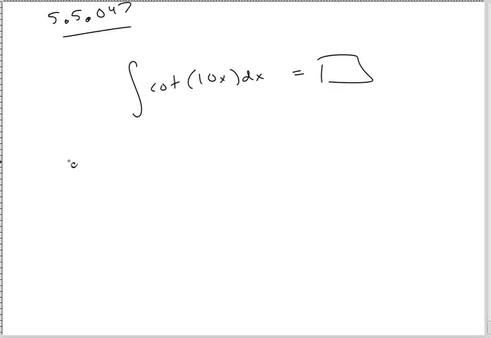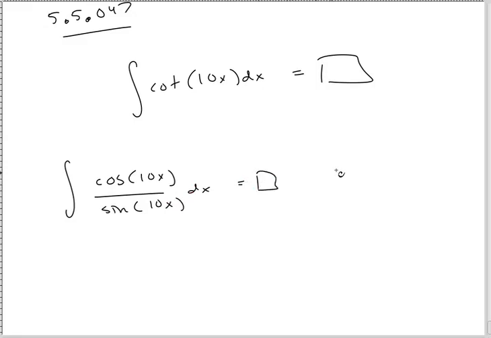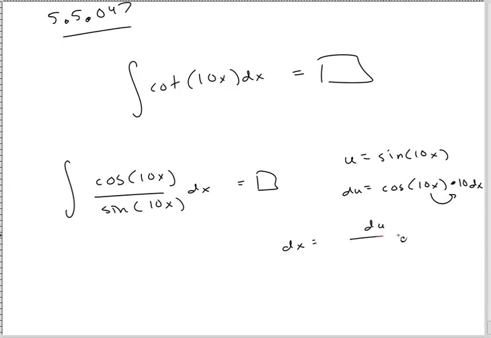So I'm going to say rewrite this thing as cosine over sine. And I'm going to choose a u from the bottom. And the reason why is because I decided to do that. You might have been able to do the cosine. It probably might have worked. I don't know. But if I do the bottom, I think it cancels with the top a little bit more often than not. And so when I take a derivative, I have to multiply by the 10 dx. And so dx is equal to du over 10 cosine of 10x.